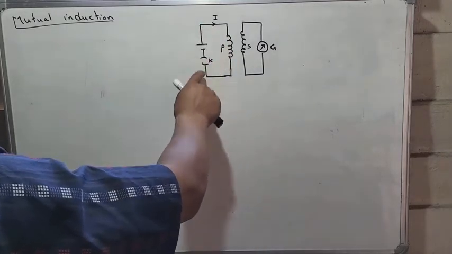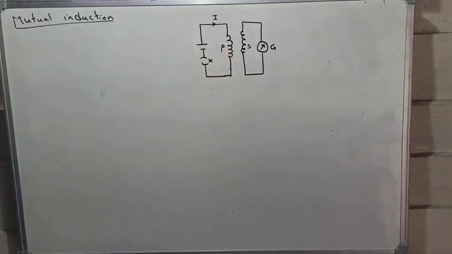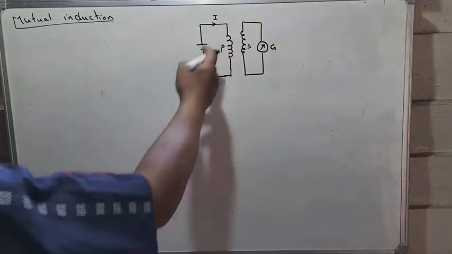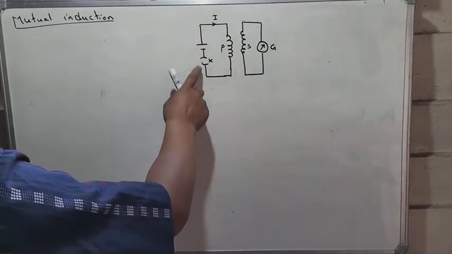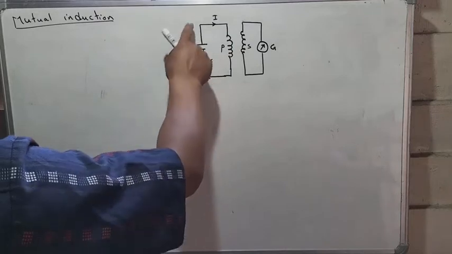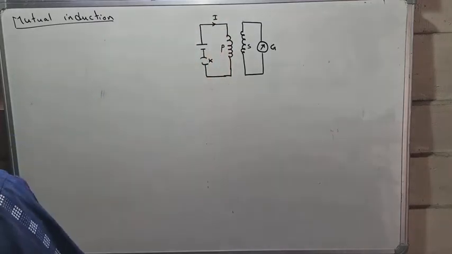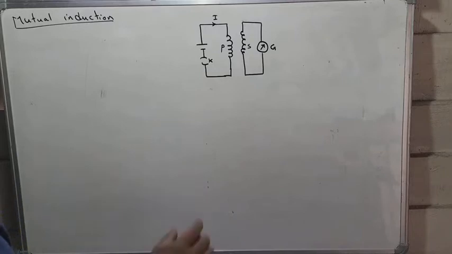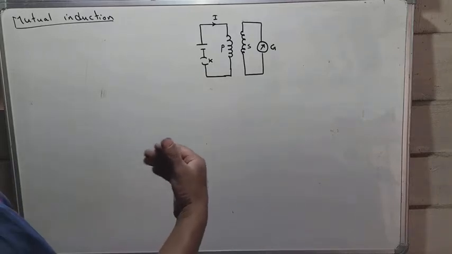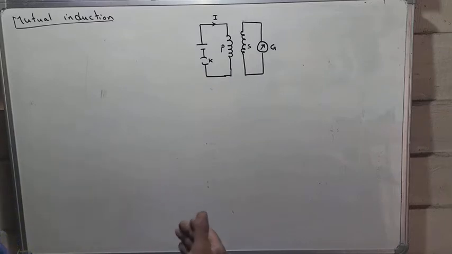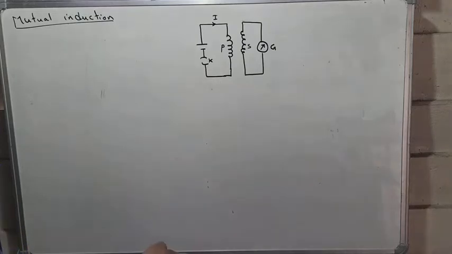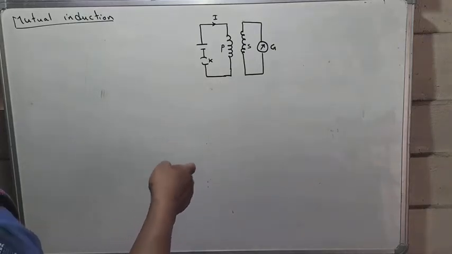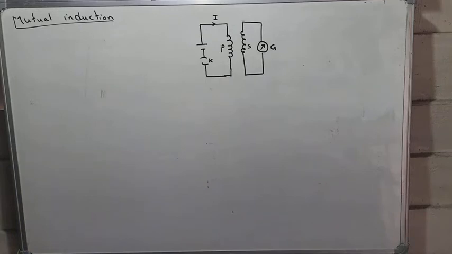Now this current I, which is flowing in the coil P, will produce a magnetic field in this coil P. Initially, when the key is on, what happens to the current in the coil P? The current in the coil P, like before, starts increasing for some time before it becomes maximum. During that period, when the current is increasing, the magnetic field linking with the coil P will change. And hence, the magnetic flux linking with the coil P also changes.